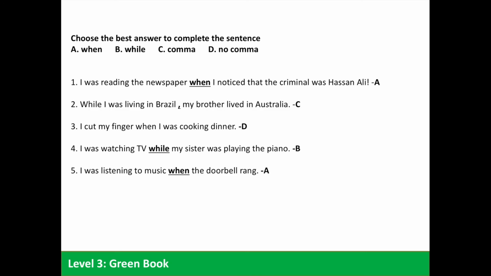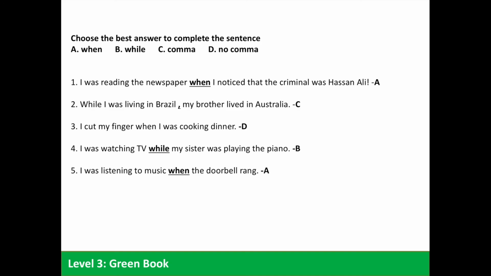I was reading the newspaper when I noticed that the criminal was Hassan Ali. Again, noticed is a short action verb, so it should be in the simple past. We're also using the time word when, so we should have one clause in the simple past.